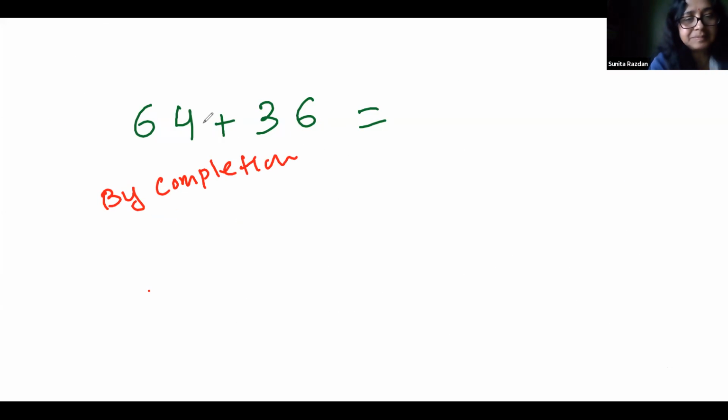For example, what is 6 plus 3? 9. So how many tens are there? 9 tens, right? This is the tens place, and this is also the tens place. So you will think, there are 9 tens and then I got one more 10 here, right? Yes. So that means 9 tens and 1 ten is 100.